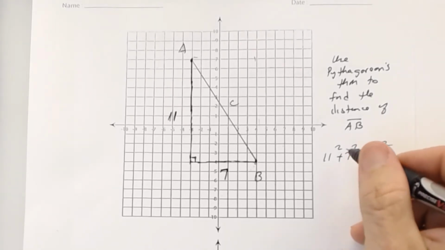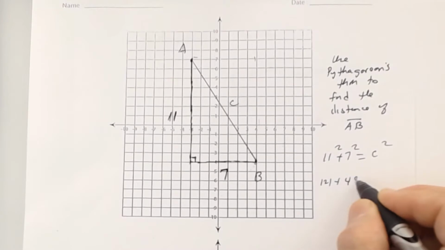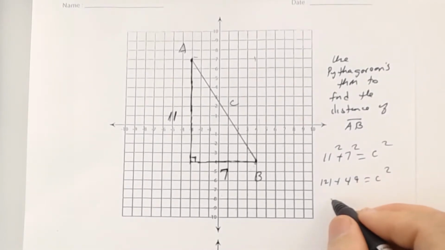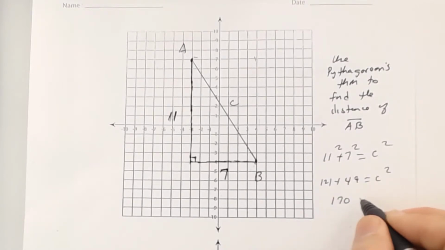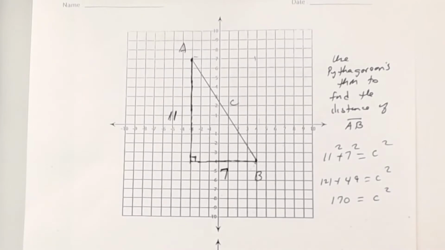On your calculator, what's 11 squared? 121. What's 7 squared? And that's going to equal C squared. What's 121 plus 49? 170 equals C squared. And then how do we get C by itself? Take the square root of both sides.